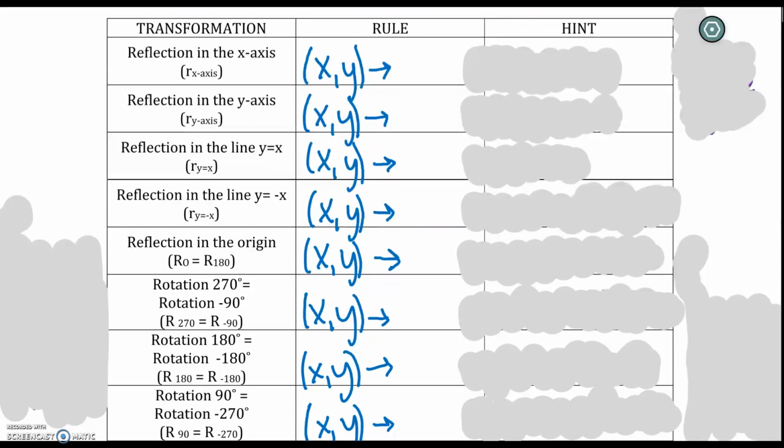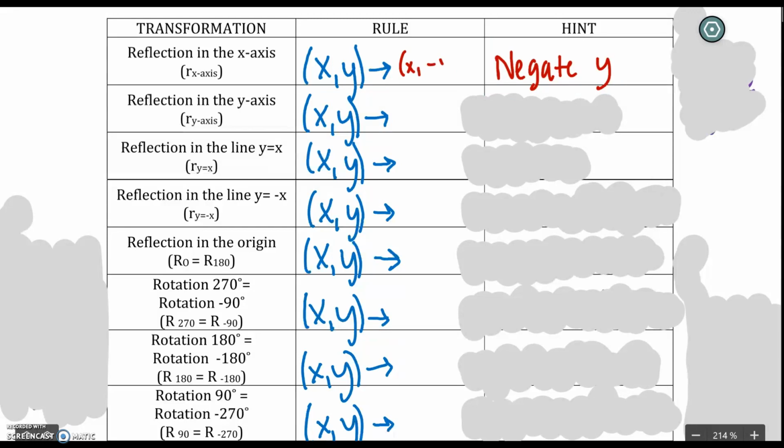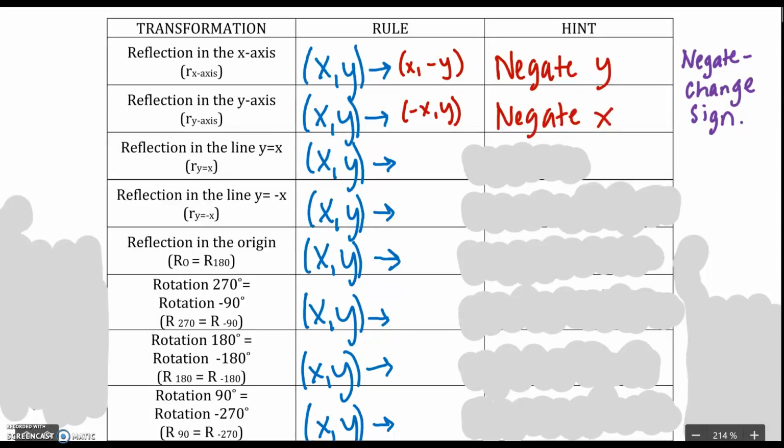Now, the shortcuts. These are just short rules that'll help us to perform these transformations faster. So for starters, when we reflect over the x-axis, what we do is we negate the y value, and this is how you can do this without graphing it. Remember that negate means to change the sign. If you are reflecting in the y-axis, you negate the x value instead.